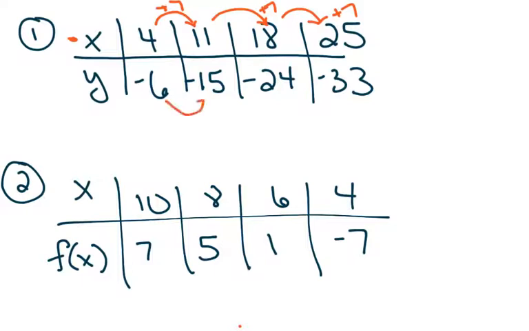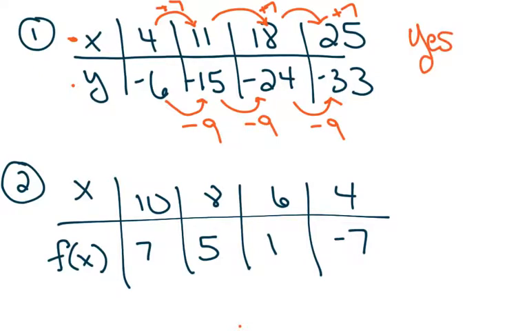So then the next part is to double check and make sure our y's are changing at a constant rate. So to go from -6 to -15, we'd minus 9. To go from -15 to -24, we'd also subtract 9. And then to go from -24 to -33, we would also subtract 9. Okay, so on here, yes, it's a linear function.